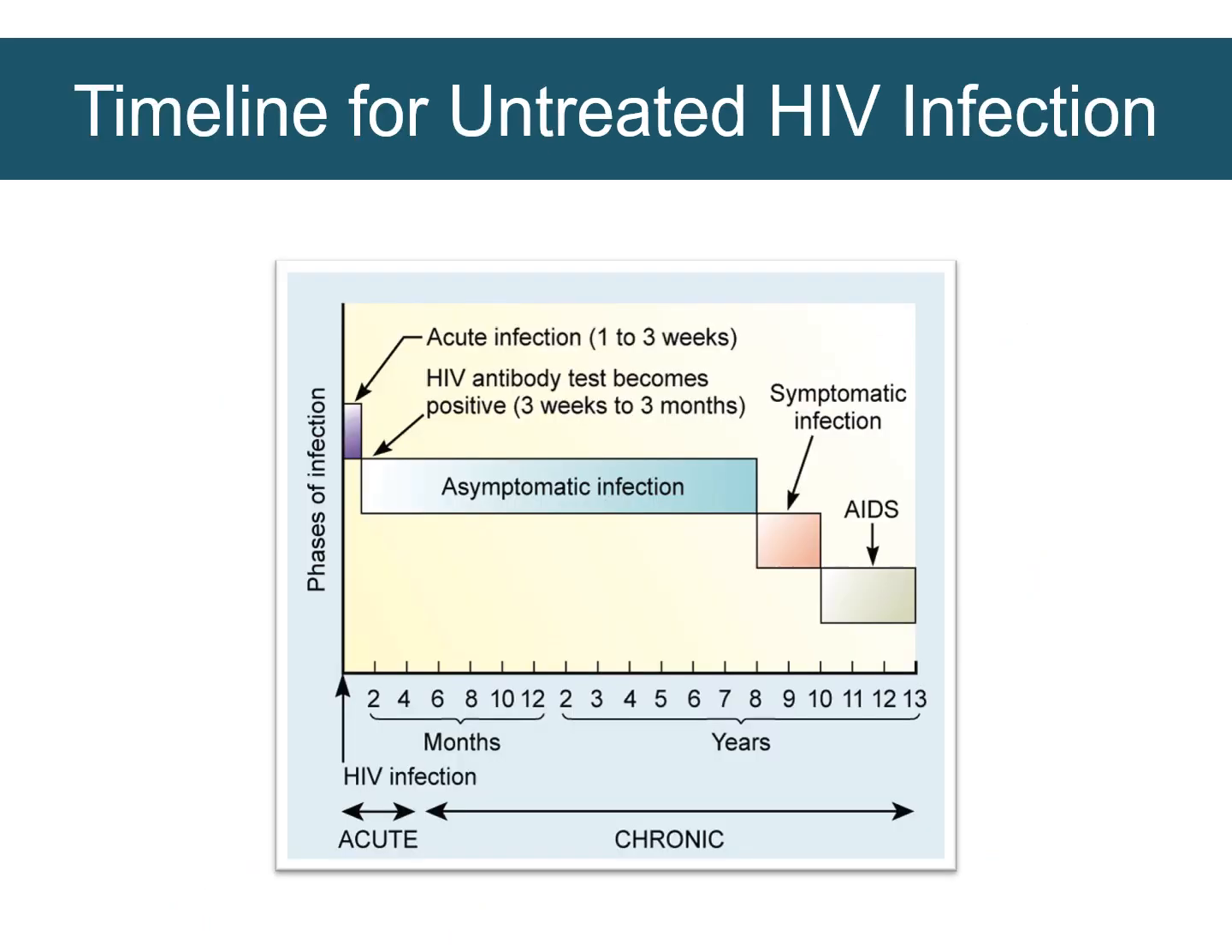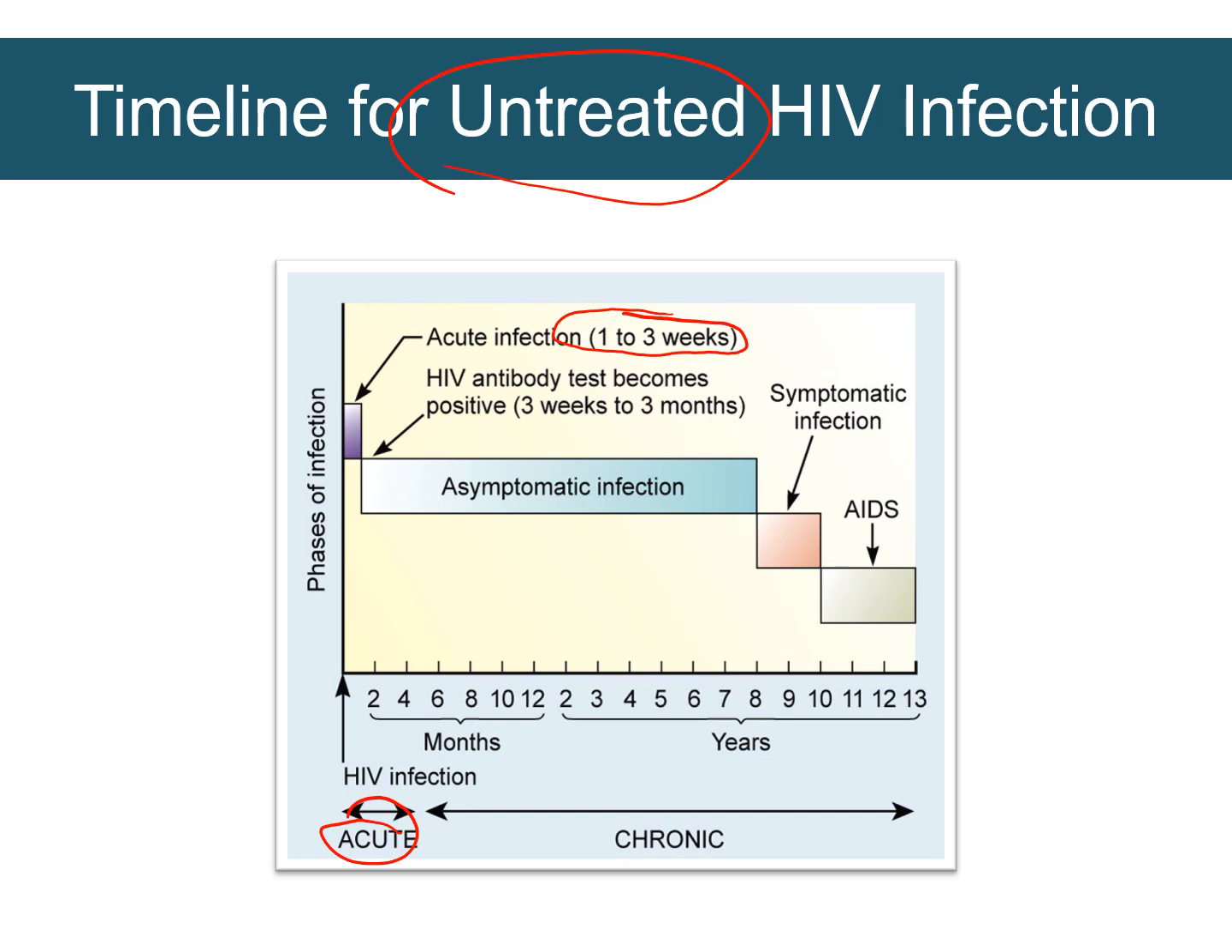All right, timeline for untreated HIV. Okay, keyword is untreated. So a patient becomes infected with the virus. What is it going to look like? All right, so we're looking at the acute infection here. The acute time period is considered the first 1 to 3 weeks after being exposed to the virus.